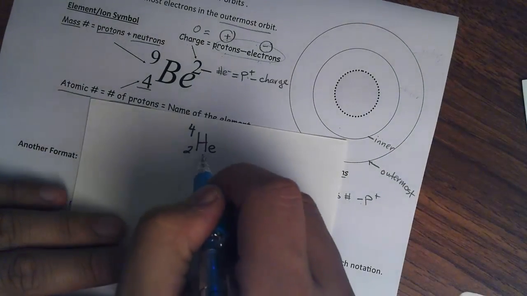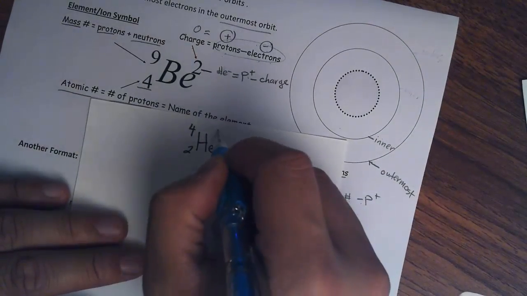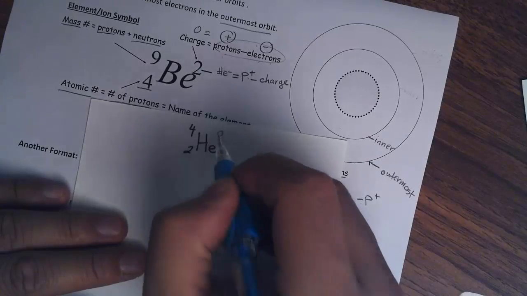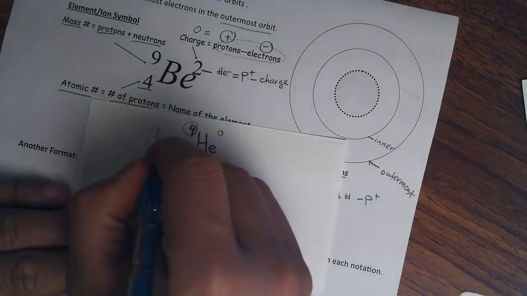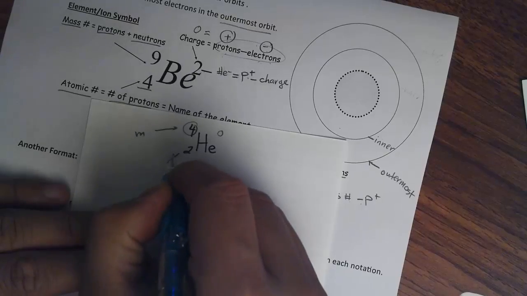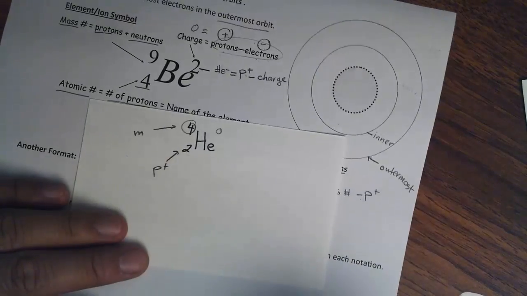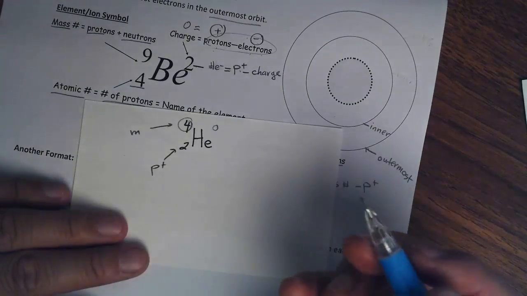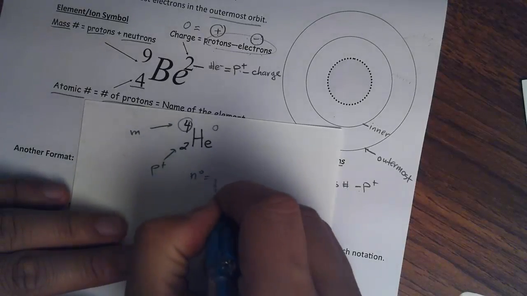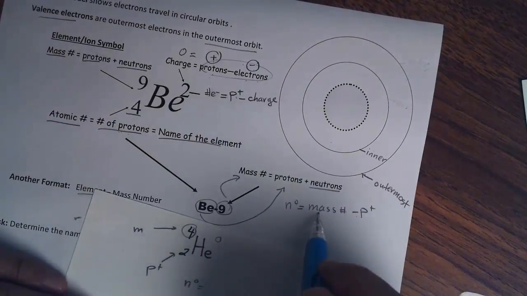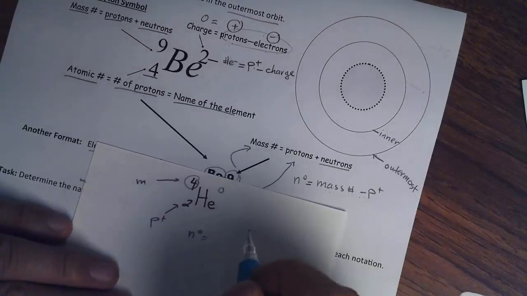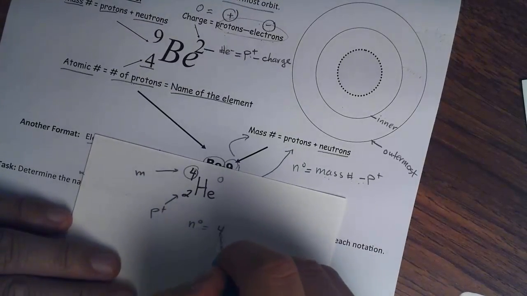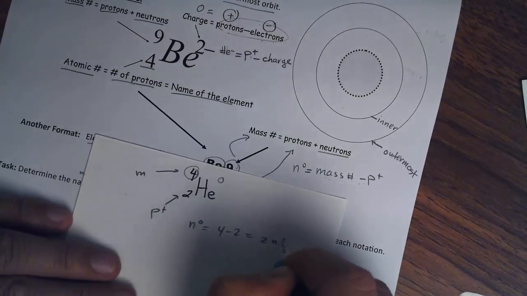Now let's try this one. We have this atom of helium right here. Notice the charge, there's nothing there. So we know that is 0. So this is our mass number. This is our number of protons. So therefore, we know the number of neutrons equals the mass number minus the number of protons. In this case, it's equal to 4 minus 2, which gives us 2 neutrons.